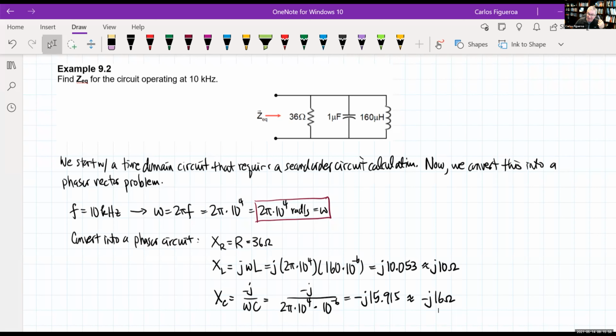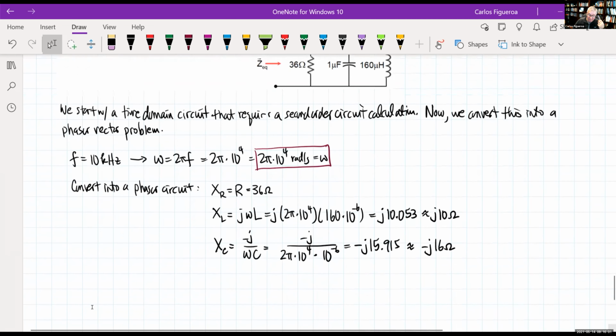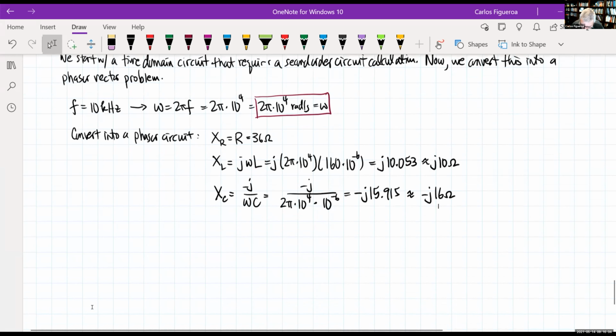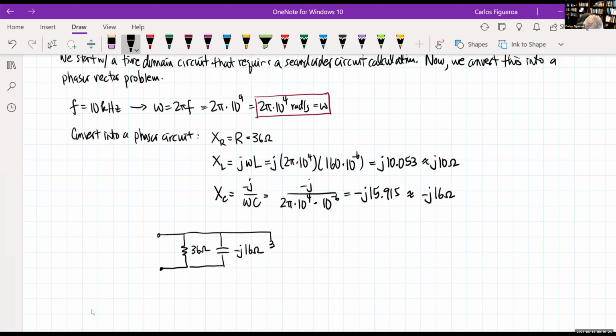So now let's go calculate the equivalent impedance here. So I'm going to convert this into a phasor circuit. So it goes like this here. I have 36 ohm. I have my cap, which is minus J 16. My inductor is going to be plus J 10. And so now I want to calculate this equivalent impedance for this circuit here.